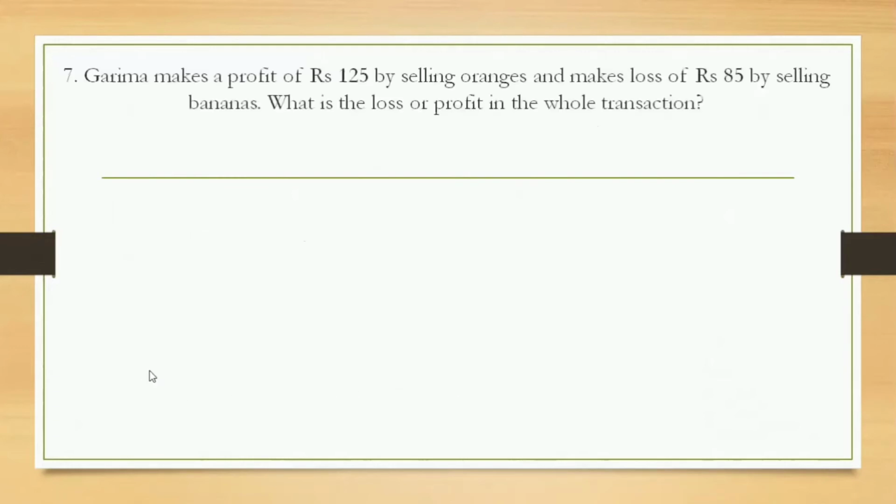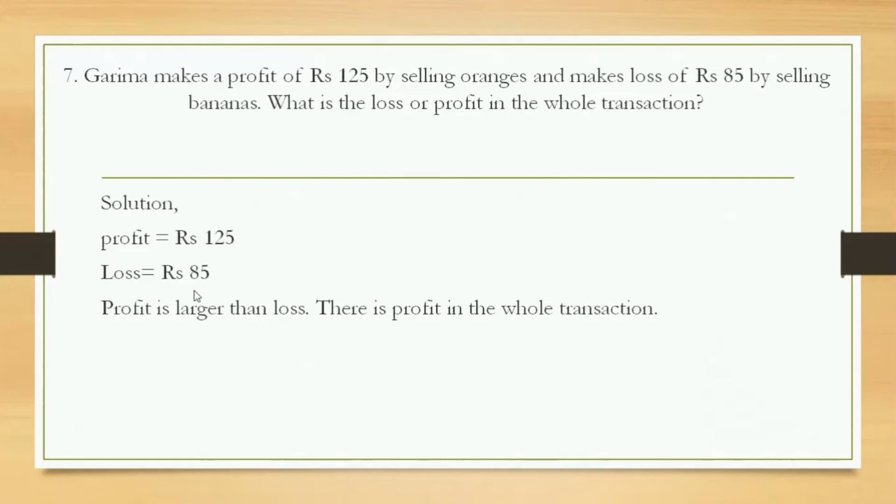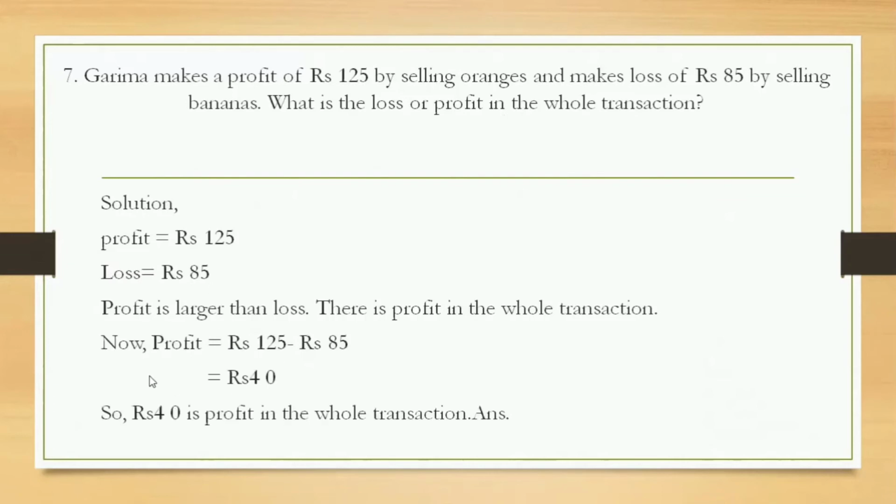Now next look here. Garima makes a profit of rupees 125 by selling oranges and makes a loss of rupees 85 by selling bananas. What is the loss or profit in the whole transaction? Solution: profit equals rupees 125, loss equals rupees 85. Profit equals 125 minus 85, subtraction, we will get 40. The right answer, 40, is the profit in the whole transaction.